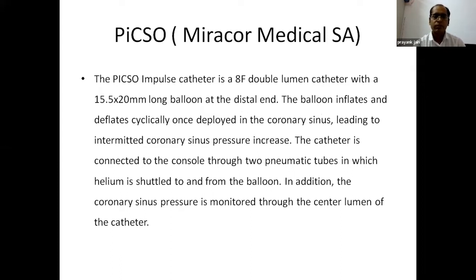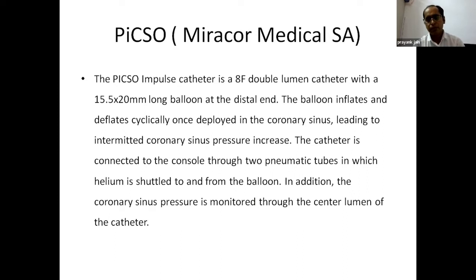The PICSO Impulse catheter is an 8 French double lumen catheter with a 15.5 by 20 millimeter long balloon at its distal end. This balloon inflates and deflates cyclically once deployed in the coronary sinus, leading to intermittent coronary sinus pressure increase. This catheter is connected to the console through two pneumatic tubes in which helium is shuttled to and from the balloon, not unlike an IABP balloon. In addition, the coronary sinus pressure is monitored through the central lumen of the catheter.